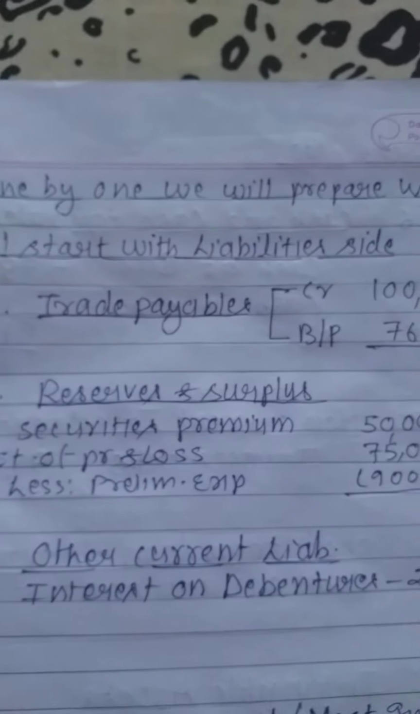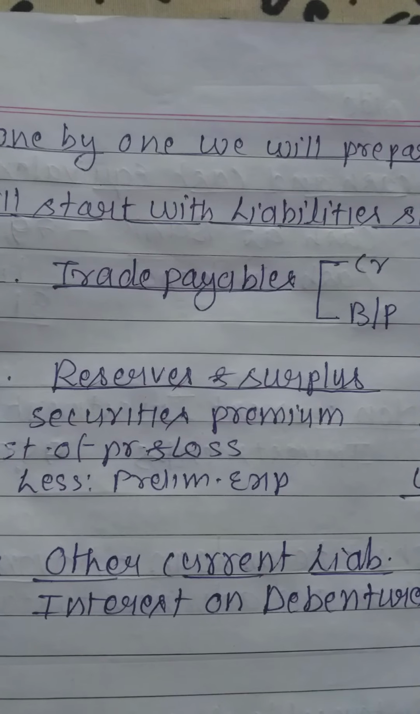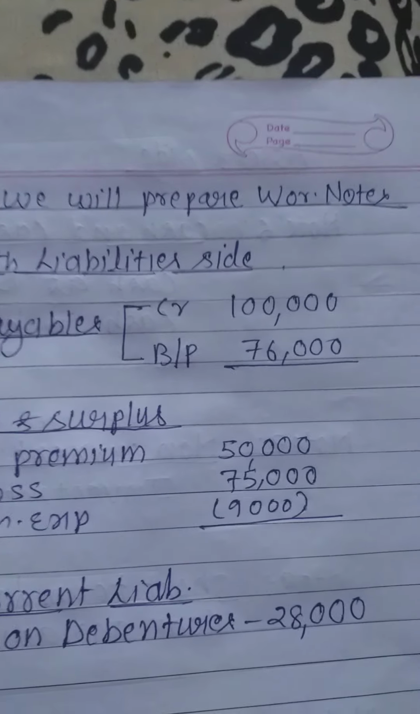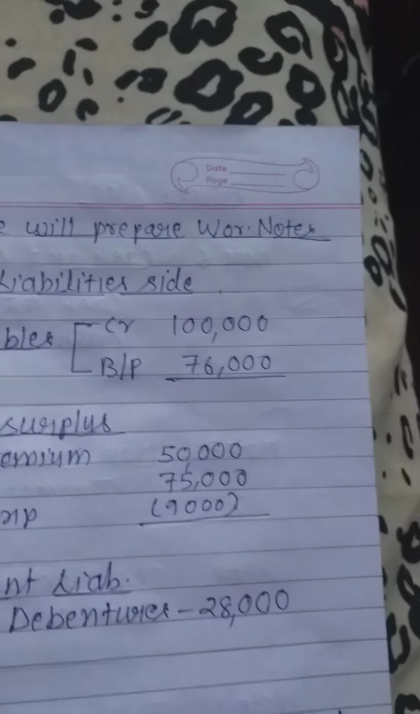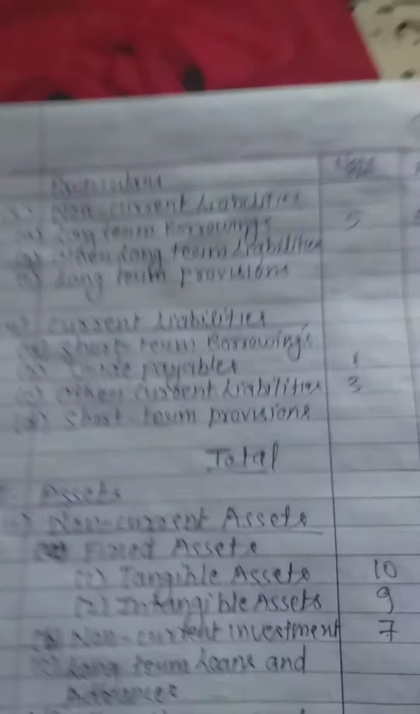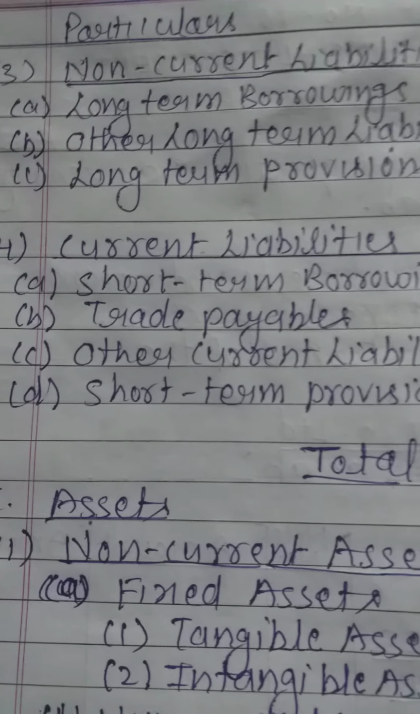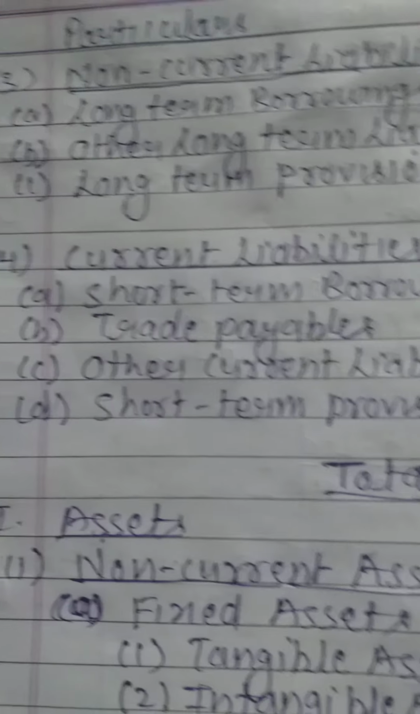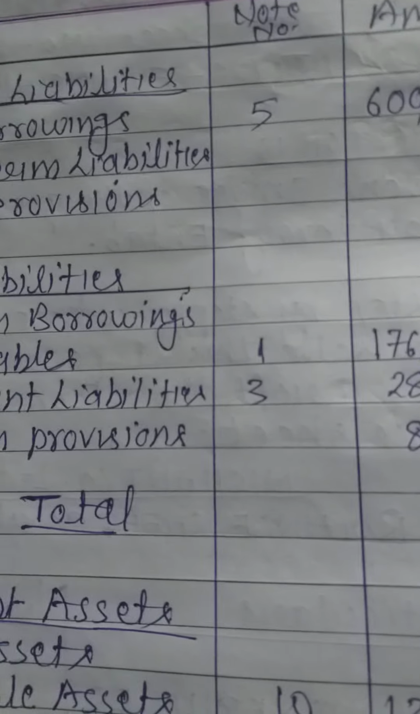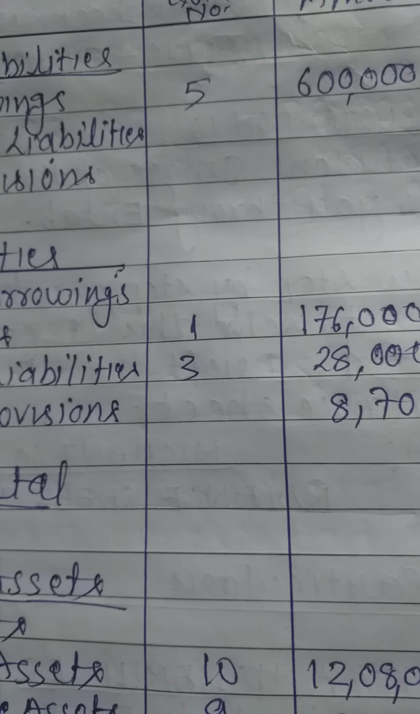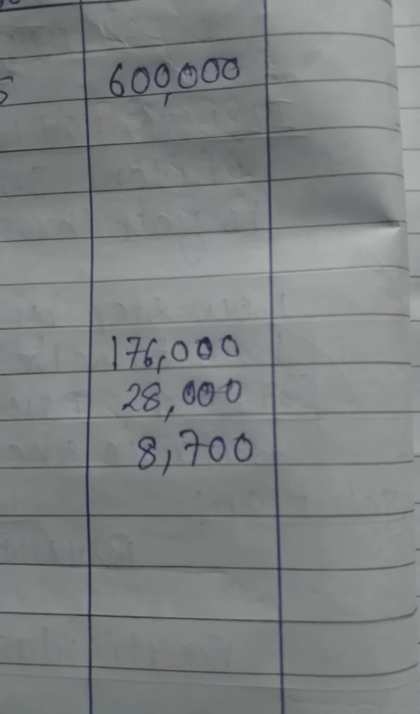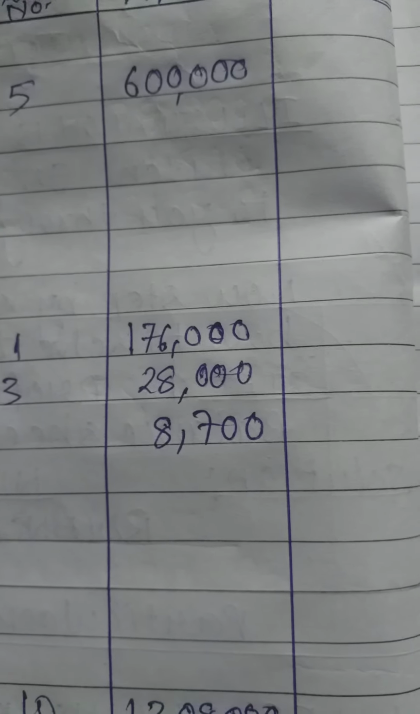Now see, what is note number 1? Note number 1 is trade payables. We have already calculated the two things, creditors and bills payable. What is the total amount? 1,76,000. So see, we have already drafted the balance sheet, and we know that under current liabilities, the second subheading is trade payables. So in front of that particular heading, you simply have to write note number 1 because we have calculated it through note number 1, and the total amount, that is 1,76,000.